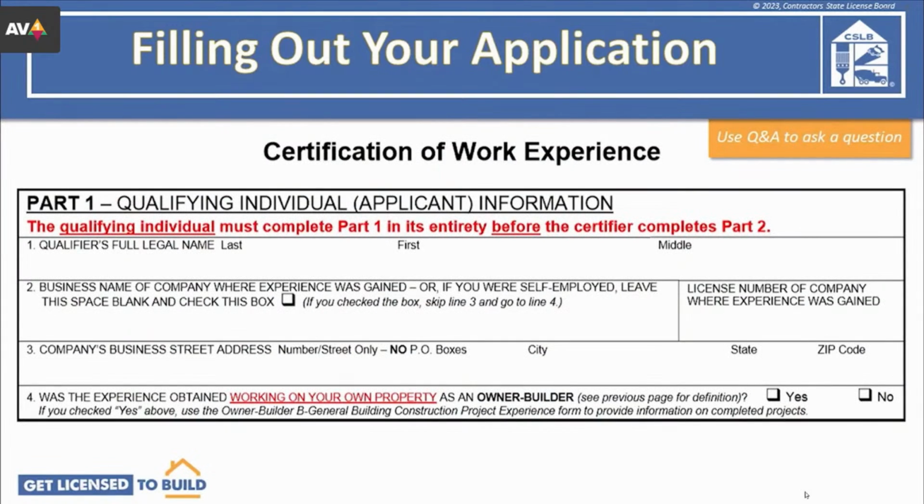Parts of the application, Certification of Work Experience, Part 1. Now we'll discuss the Certification of Work Experience. Part 1 will be filled out by you, the applicant. Here you will list the information about your employer where you gained your experience.